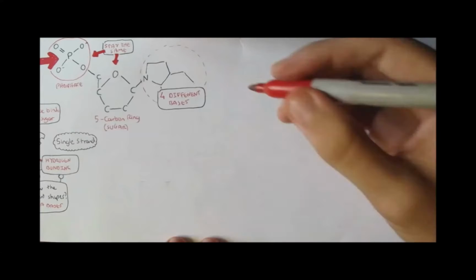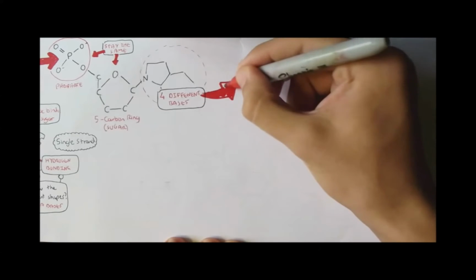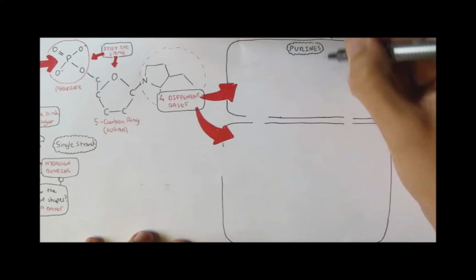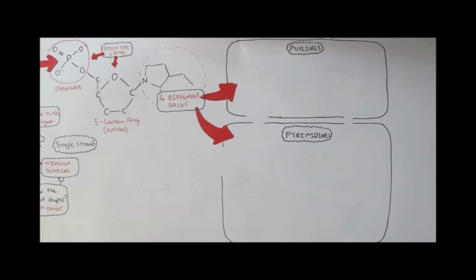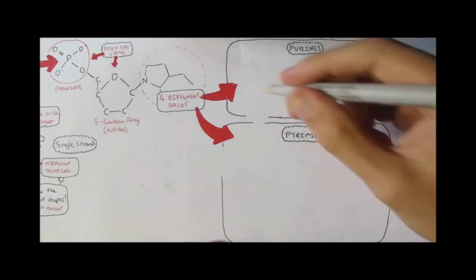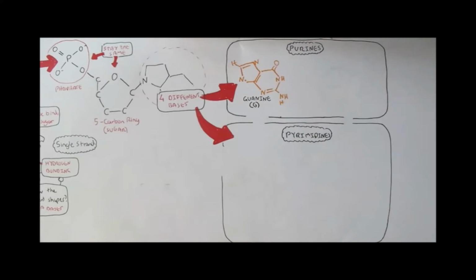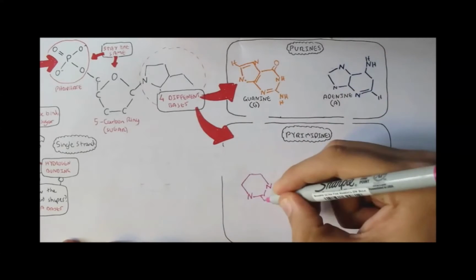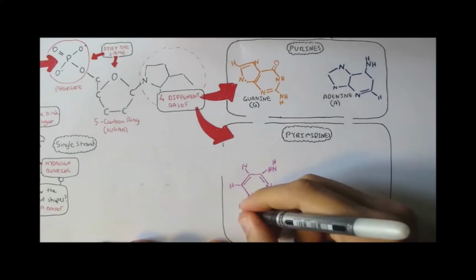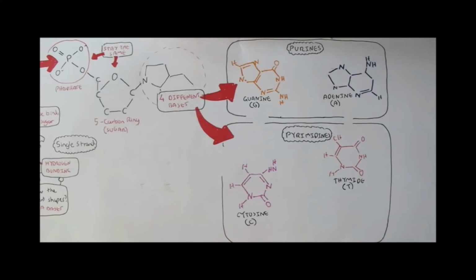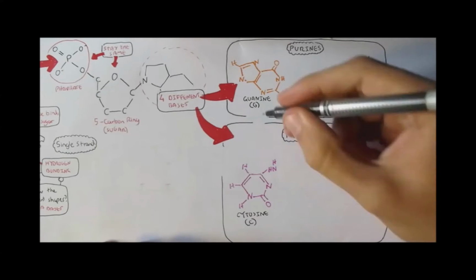Now there are 2 classes of bases. They are the purines and the pyrimidines. They all contain nitrogen atoms in their structure. The purines consist of the bases guanine, also denoted as G, and adenine, denoted as A. Pyrimidines consist of cytosine, or C, and thymine, also known as T. Sorry for the incorrect spelling.